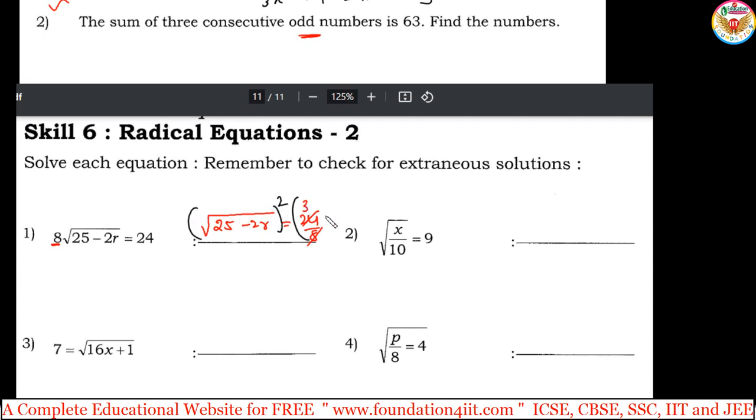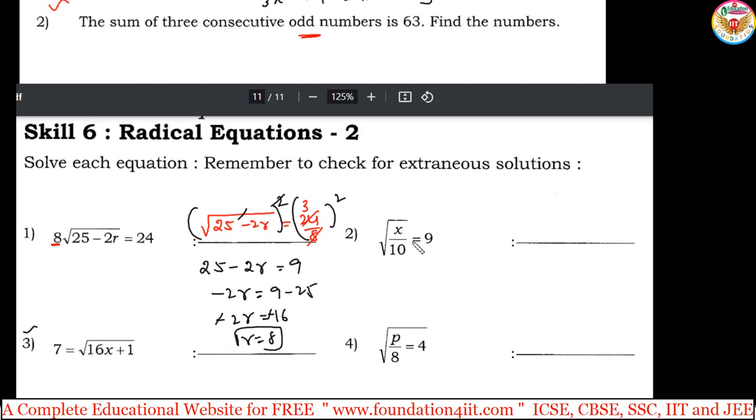If you apply the whole square on both sides, the square and square root cancel. 25 minus 2r, then 3 square is 9. Now we get a linear equation, so use the simplification method. What is this? 25 takes to the right side: minus 2r is equal to 9 minus 25. That is minus 16, right? Minus 2r; minus cancels on either side, then r is equal to 8, since 16 divided by 2 is 8.